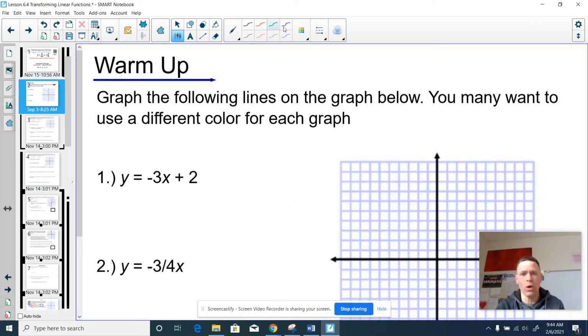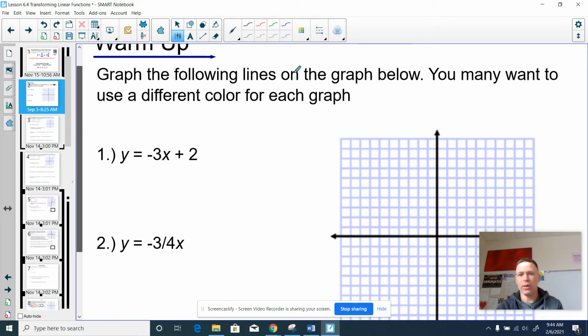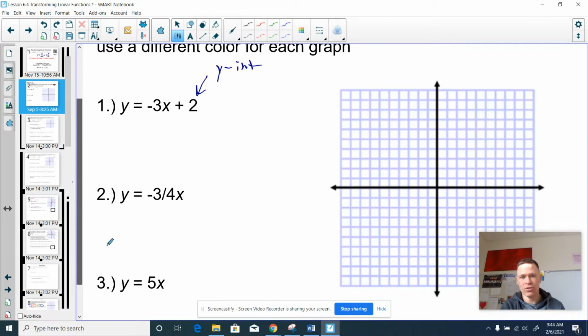All right, so for the warm-up, I'm just going to quickly go through graphing these. It says graph the following lines in the graph below. You may want to use a different color for each graph. So the first one is y equals negative 3x plus 2. Remember, the number that's all by itself is the y-intercept, and you will always graph the y-intercept first. So I'm going to go to positive 2 on the y-axis. That is my first point.